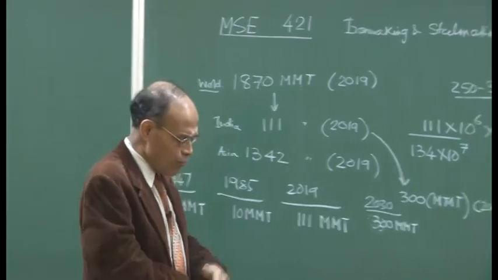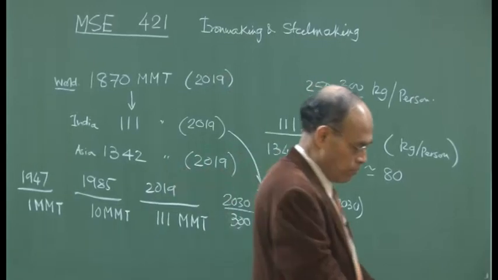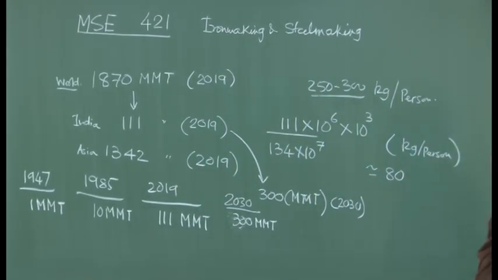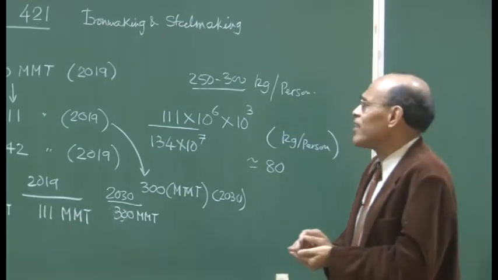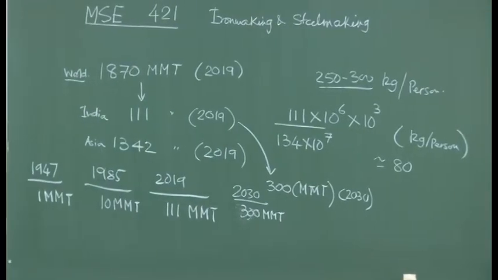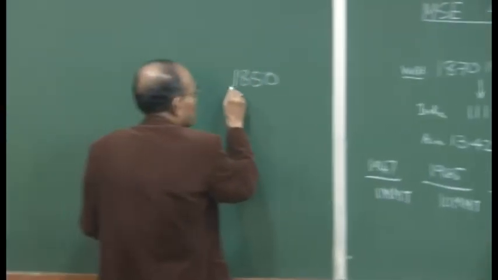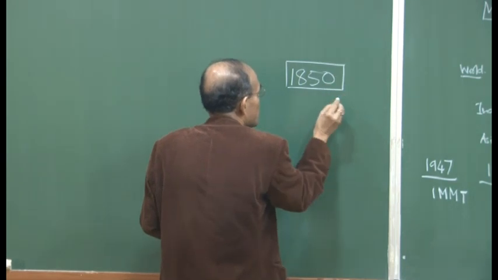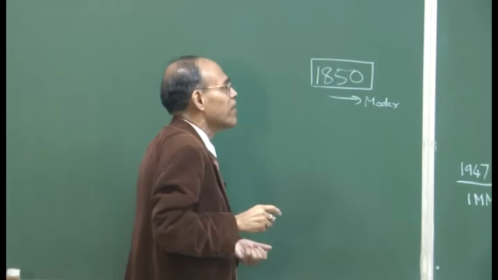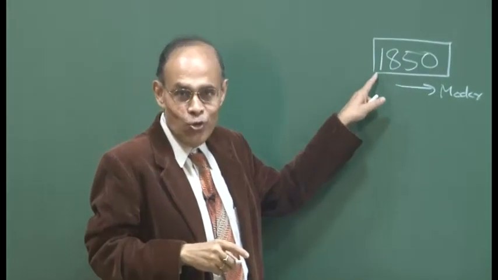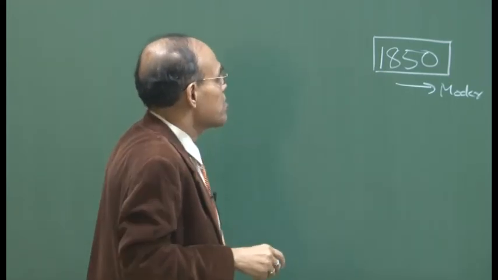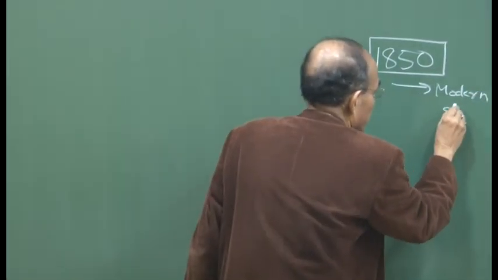I will now try to give you the historical perspective of iron and steel making. I would say that modern steel making started somewhere around 1850. That is the era from which modern steel making begins. So modern steel making is not even 200 years old; we are not yet at 2050, so it is about 170 years old. That's modern steel making.